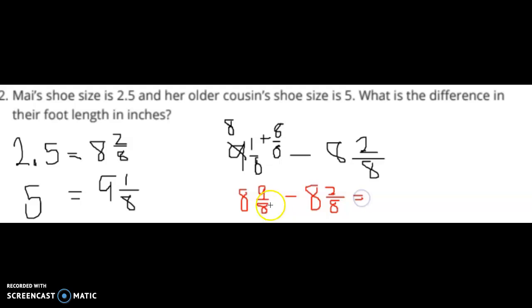8 minus 8 is 0. 9 minus 2 is 7/8. There is a 7/8 difference between the two shoe sizes.